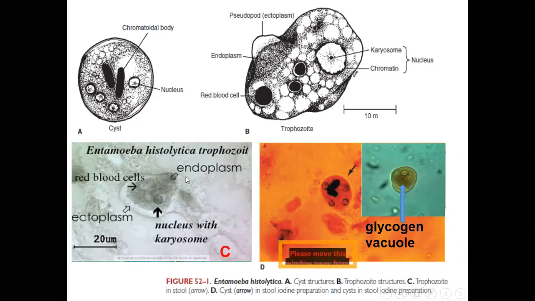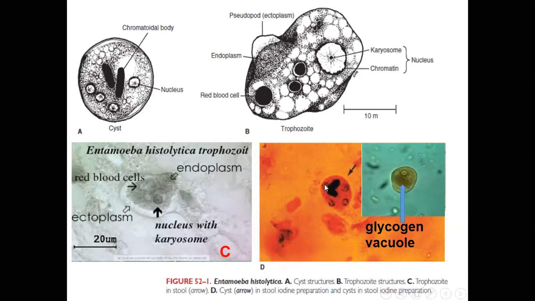And this is a real stain. You can see the RBC inside the Entamoeba histolytica trophozoite. And these are very characteristic. This is the nucleus, central karyosome, fine peripheral chromatin bodies.